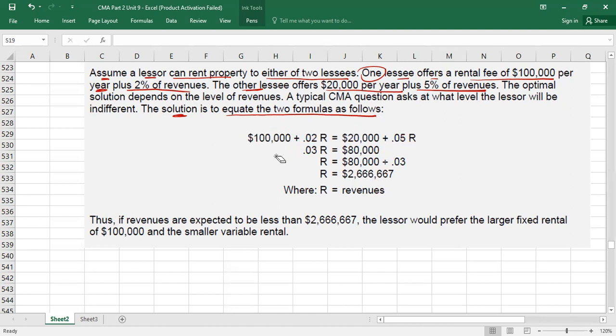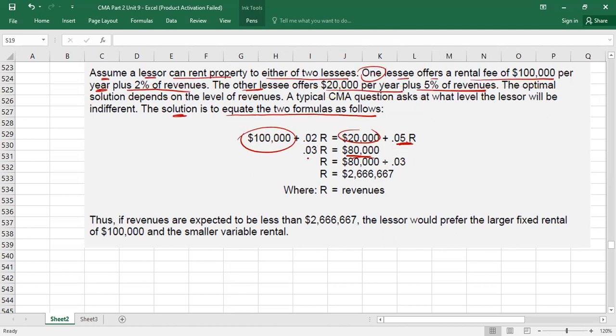We have revenue on both sides. Mathematically, you can move this to this side of the equation, so taking 0.2 revenue and 0.5 revenue and netting off, it will give you 0.3 revenue. I'm assuming you know the math. And if you move 20,000 to the other side, it becomes negative, so the net answer is 100,000 minus 20,000, which is 80,000.